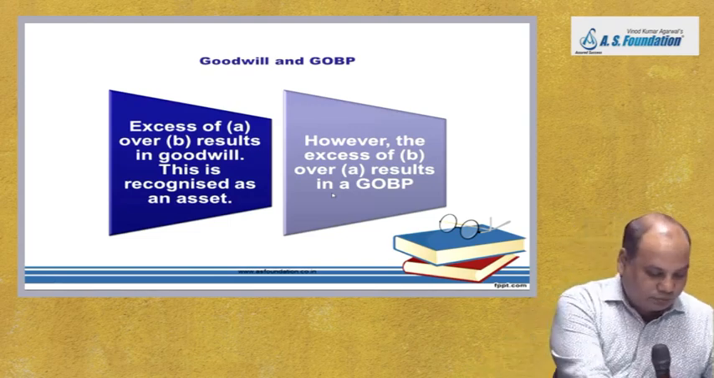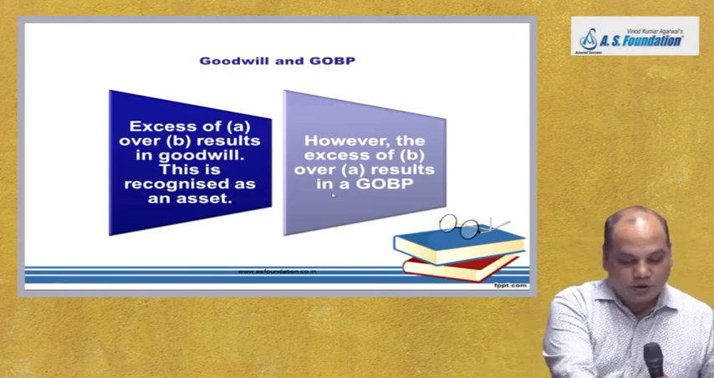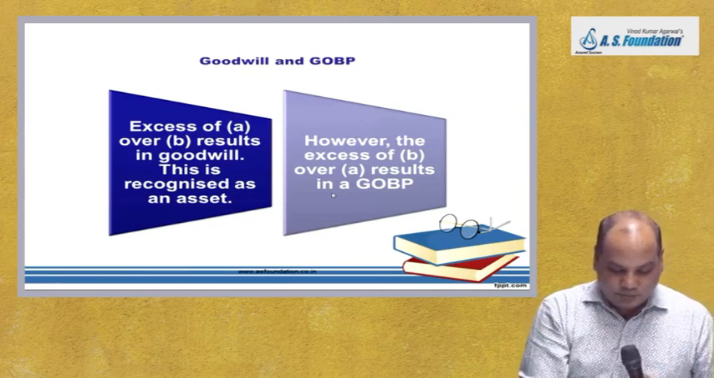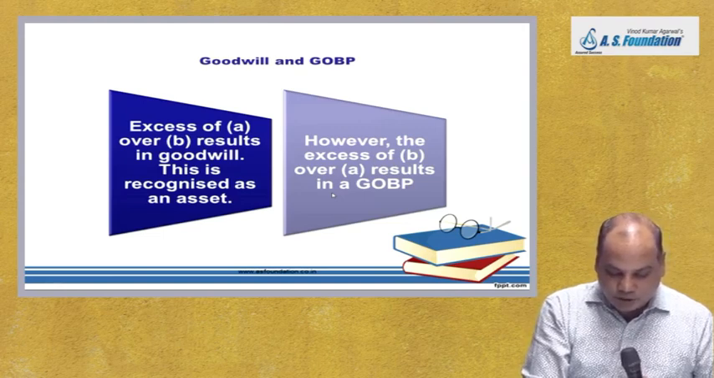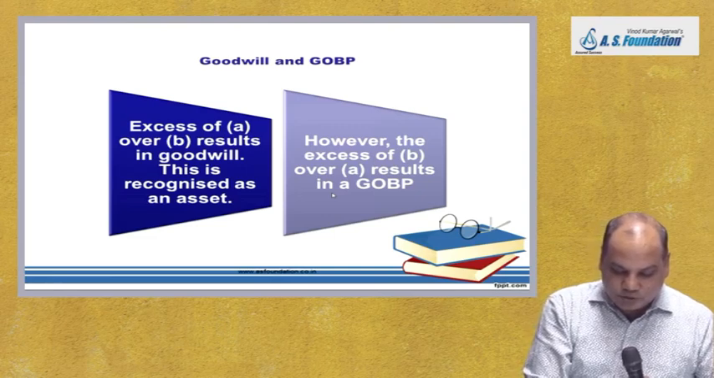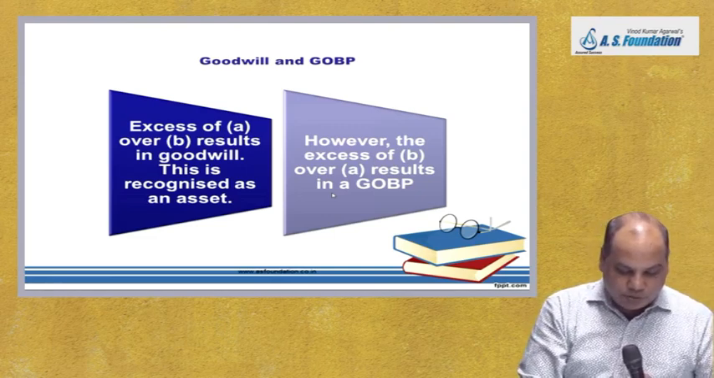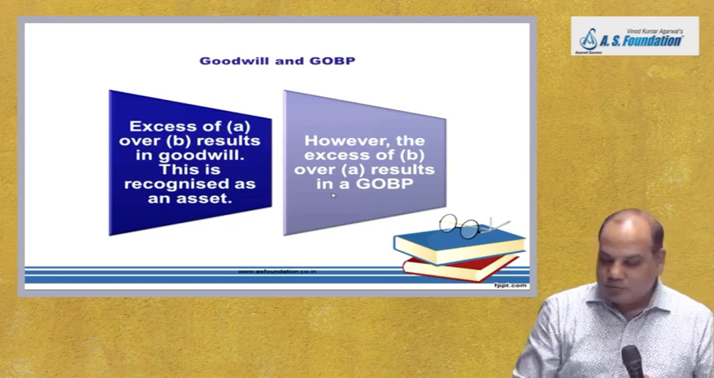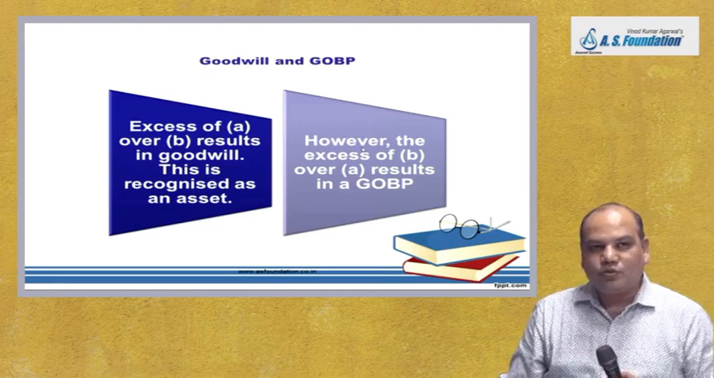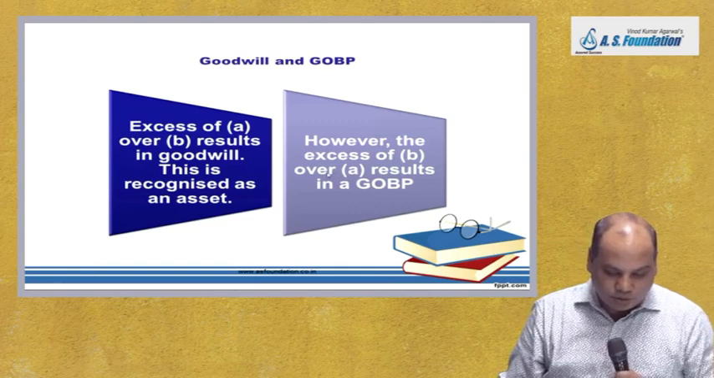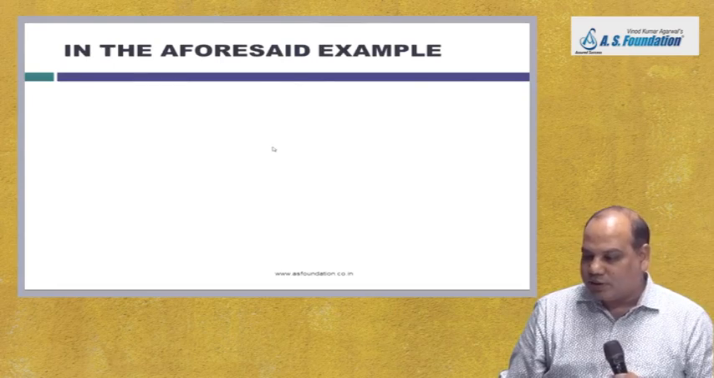So write down one example, solve. Gain on bargain purchase means you paid less, you received more. What an idea. How is it possible that you pay less and you receive more? Maybe somebody wants to sell his business and wants to raise funds, so he might sell you at a lower value. Sometimes somebody may be in a distress situation.